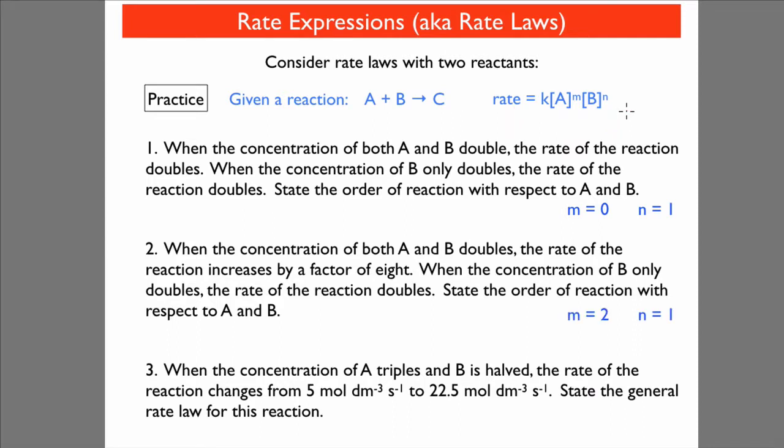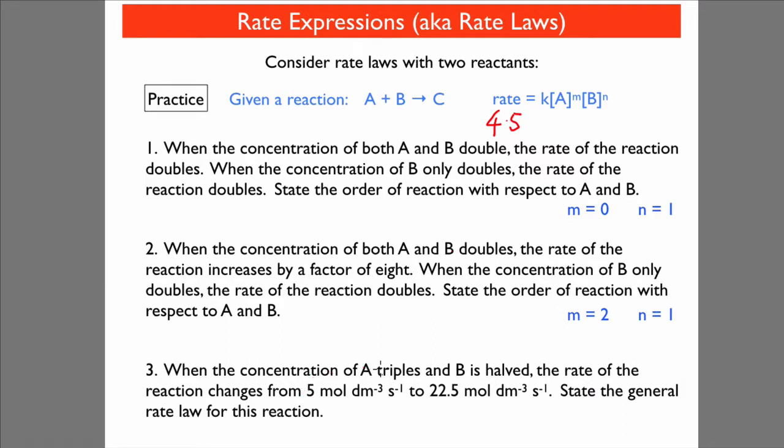Yes, and I'm right. When the concentration of A triples and B is halved, the rate of the reaction changes from 5 to 22.5. State the general rate law for this reaction. Well, first of all, what do you need to multiply this by to get to this? It's going to be 4.5. So 4.5 there. So we've got 5 times 4.5 gives us 22.5.